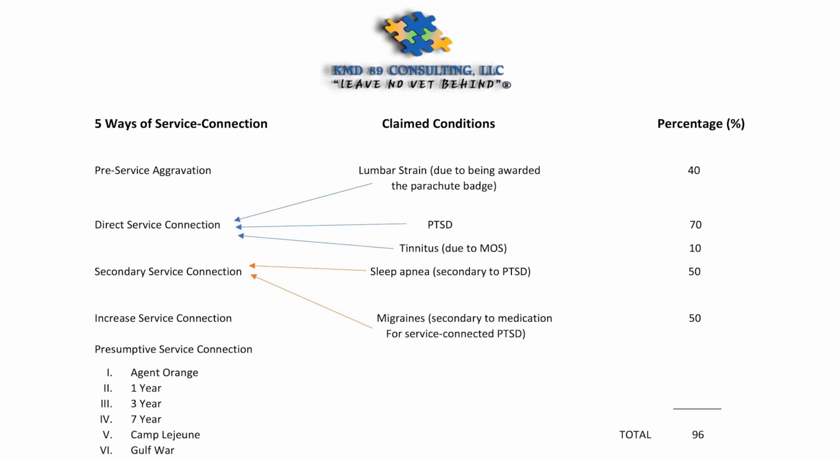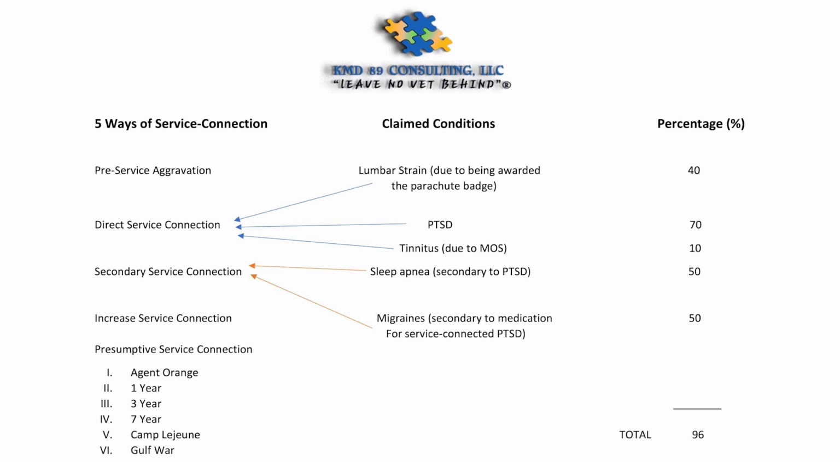Now, on the right, you got the lumbar strain at 40, PTSD at 70, the tinnitus at 10, sleep apnea at 50, and migraines at 50. Now, there's different criteria for those particular percentages, but it equals out to 96%. So you met the 95% threshold, and if there's no routine future exam assigned, then it's 100%. Now, I want to point out something as well. If the 10% for tinnitus is not on here, it's still at 96%.